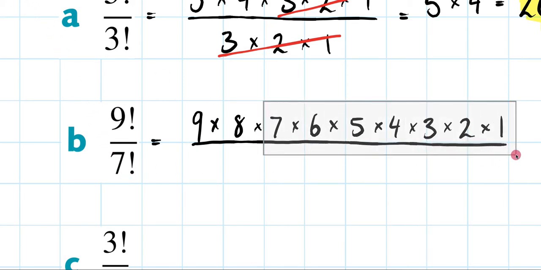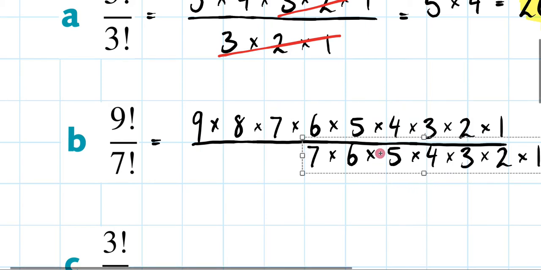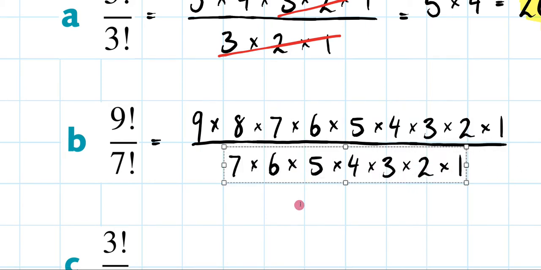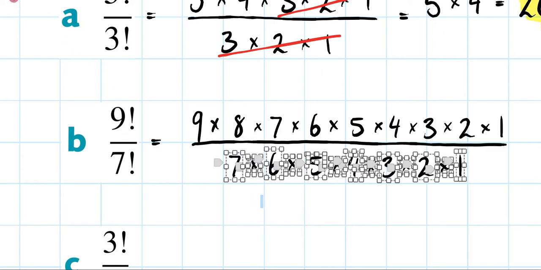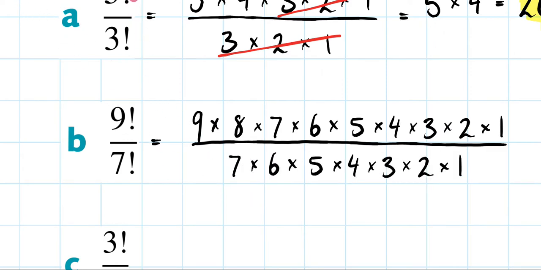Can I, through the power of technology, simply put this down here? I can. So that now is 7 factorial down there. Now hopefully, as you just saw, that is exactly the same as up here. That's why I could copy and paste it. So I can cancel that out with that.